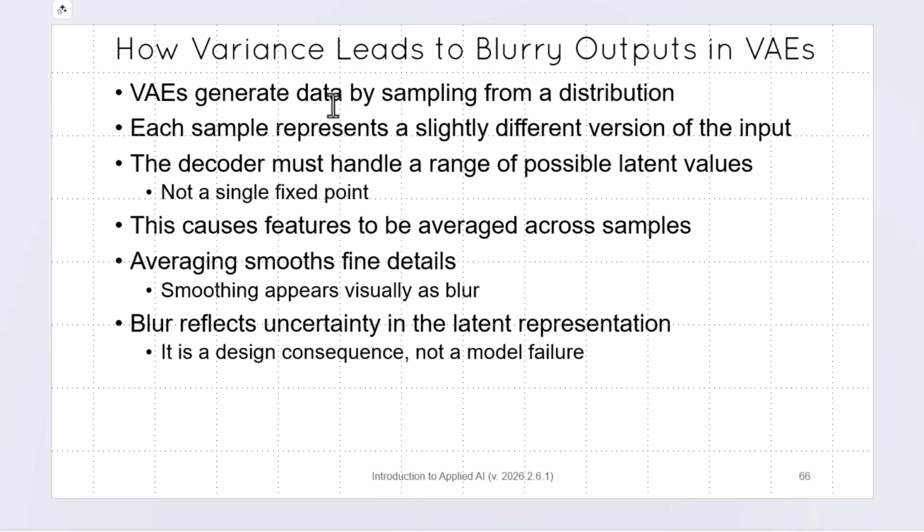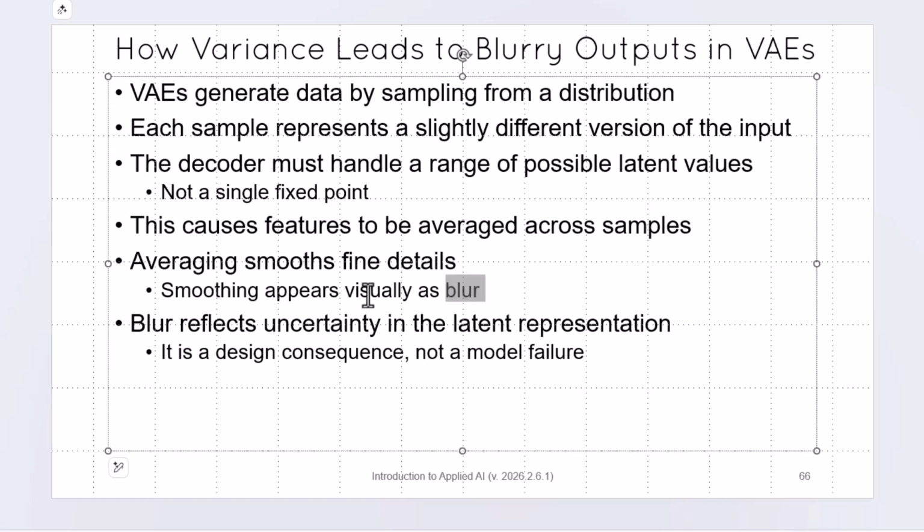So how does variance lead to blurry outputs in VAEs? VAEs generate data by sampling from a distribution. Each sample represents a slightly different version of the input. The decoder must handle a range of possible latent values, not a single fixed point. This causes the features to be averaged across samples. The averaging smooths fine details, and the smoothing appears visually as a blur.